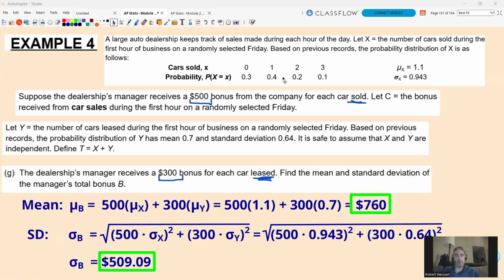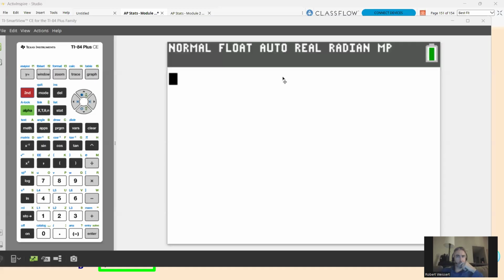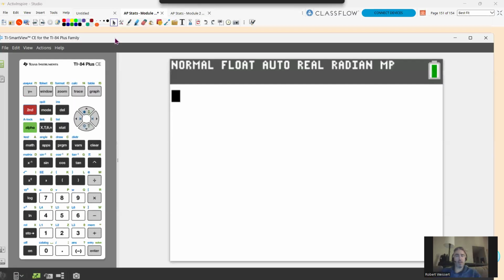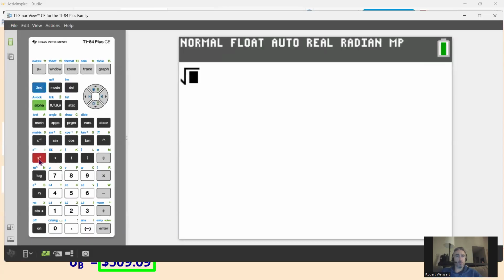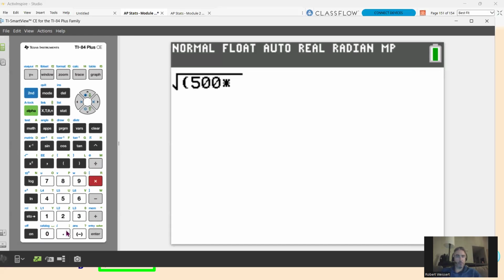Let me pause this for a minute here. I want to show you how I key that into the calculator so I avoid mistakes. What I want to do is type in the square root first. So square root, you can do second square root, and I'm going to do parentheses. We do 500 multiplied by 0.943. You don't need the zero, so .943 is fine. Then you're going to close it up, and then you're going to hit x squared. Then you're going to do plus.